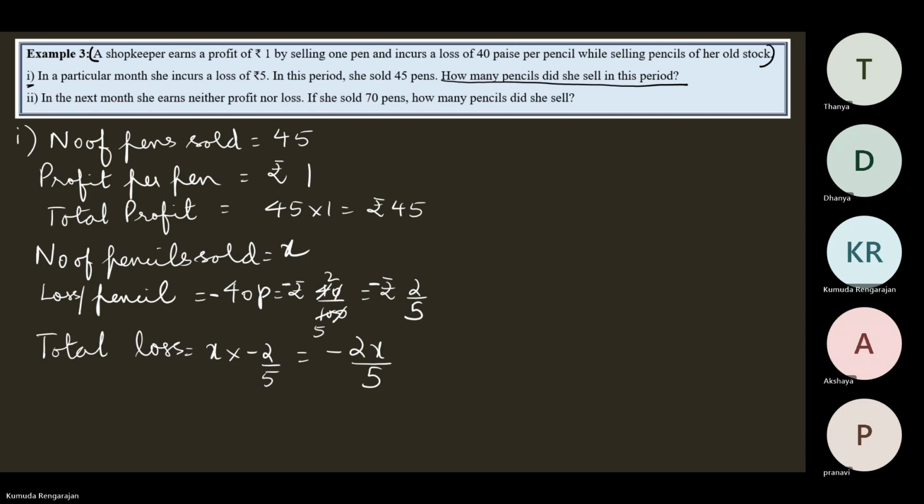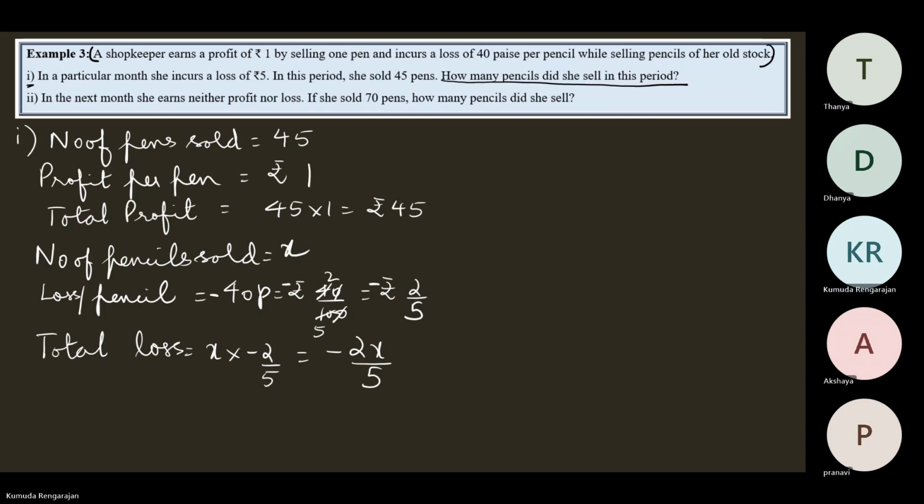Okay. Now tell me. When the shopkeeper sells 1 pen, what is the profit made? When he sells 1 pen, the profit made is 1 rupee. When he sells 1 pencil, what's the loss incurred? When he sells 1 pencil, 40 paise. Is that understood?